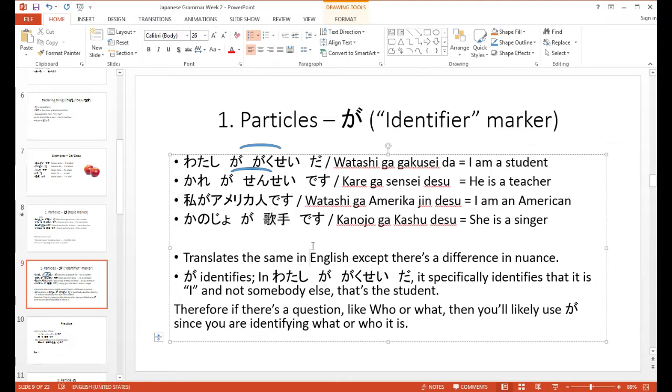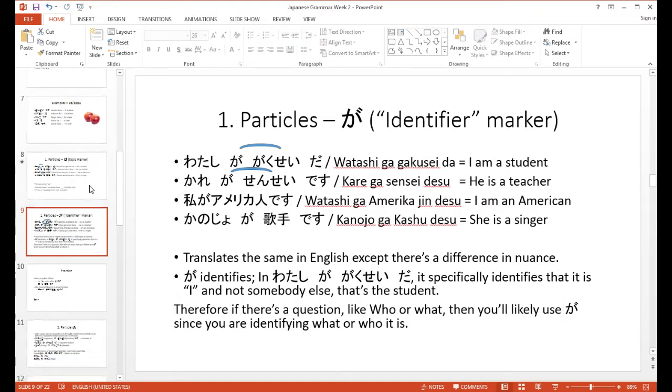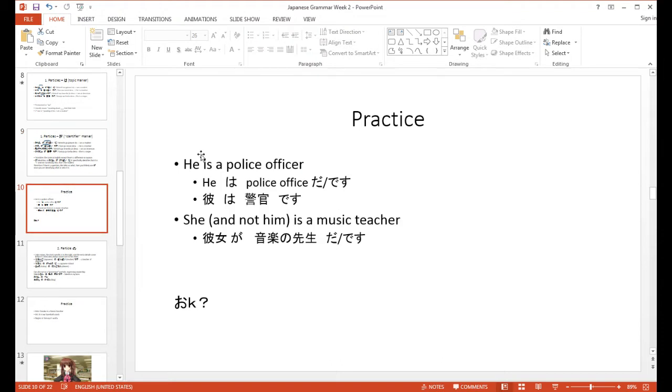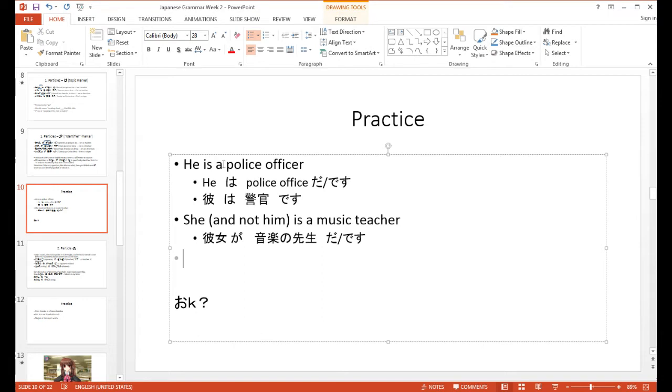Okay. Yep. So if you have a question, who or what, then you'll most likely use ga, since you're identifying who that is. All right. So let's do some practice. Yep. And this is just a difference in nuance. Okay.